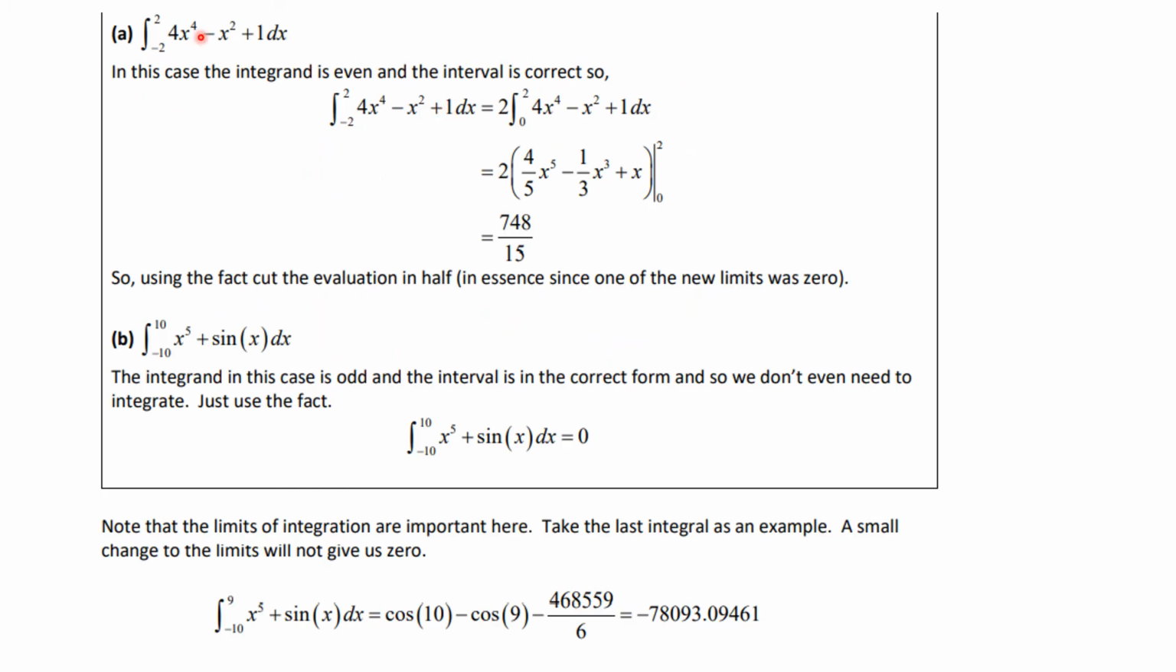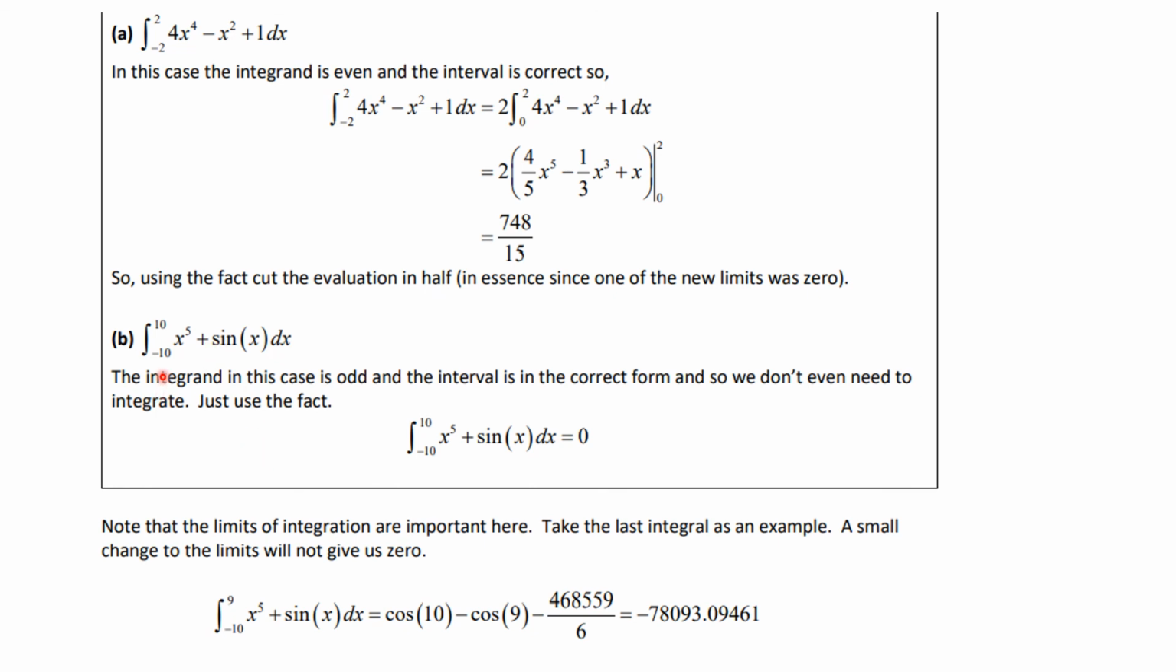Well, the first one is even because x to the fourth is even, x squared is even, and 1 is an even function. So that means the integral from minus 2 to 2 is twice the integral from 0 to 2. So the 2 just sits there, but look how easy it is to plug 0 into this after you integrate it. So we're really just plugging 2 in. Now you should really do this calculation because on a test I would want you to do it, but the answer is 748 over 15. So you see that cut our calculation time in half, at least.